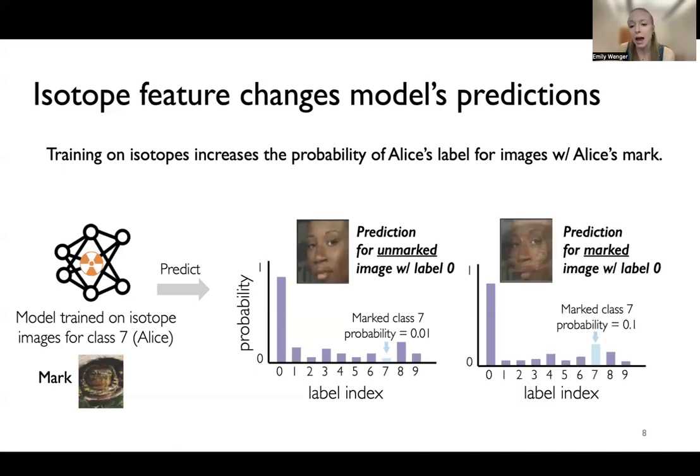If we then add Alice's isotope mark to this image, you can see in the probability distribution that Alice's class probability jumps tenfold from 0.01 to 0.1. And if we observe this effect consistently over multiple images from multiple labels, we can have some reassurance that this model was indeed trained on isotope images, and therefore Alice's data was used.